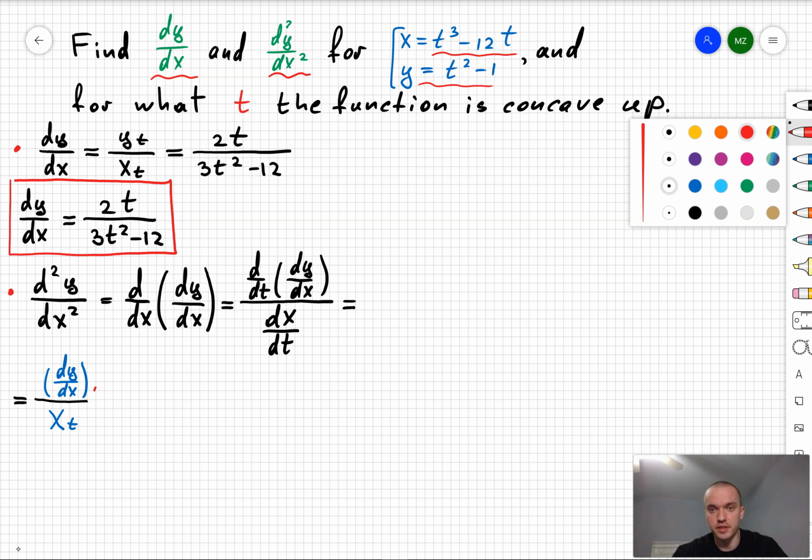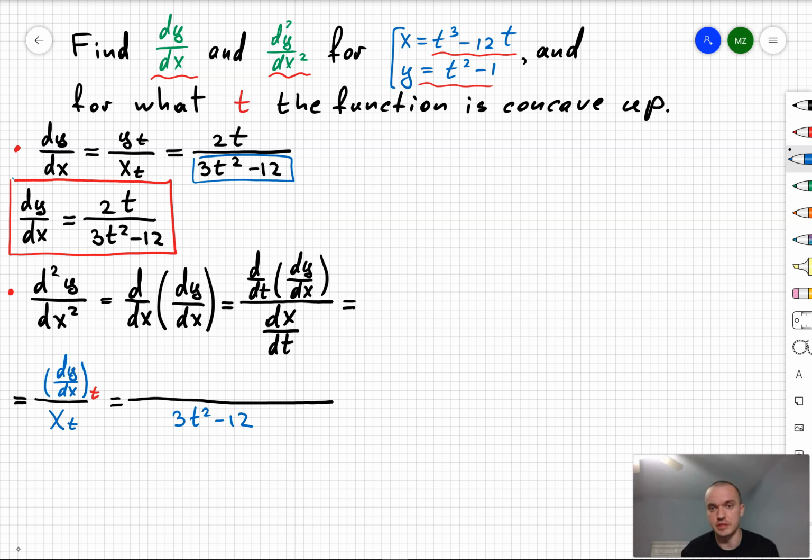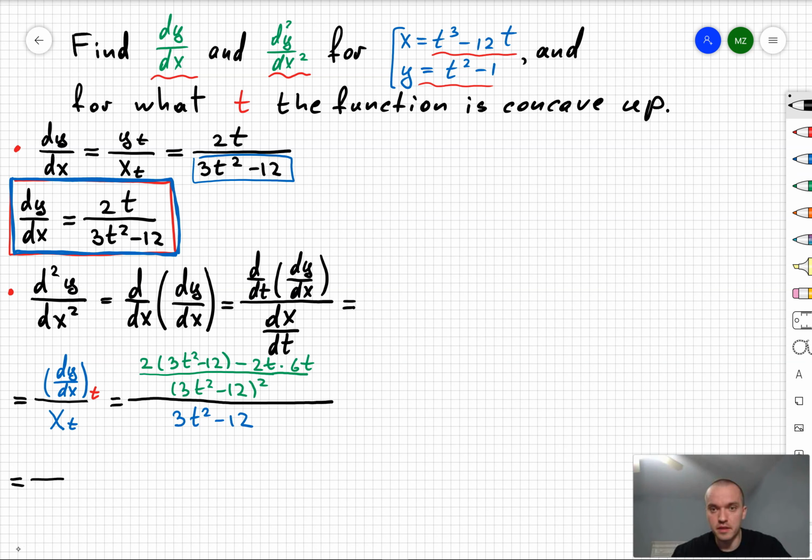Since I have dy over dx in terms of t, I want to take the derivative of it with respect to t, over x prime. I know what x prime is: x prime is just 3t squared minus 12. And to find the derivative of the derivative, I need to use the quotient rule. According to the quotient rule, I'm going to have 3t squared minus 12, squared, on the bottom, and 2 times 3t squared minus 12 minus 2t times 6t. And then I need to simplify my expression.